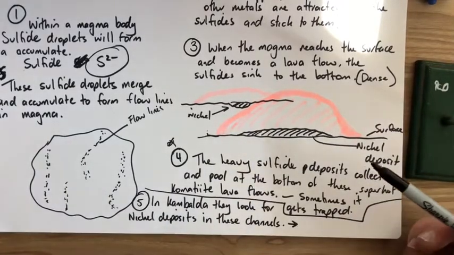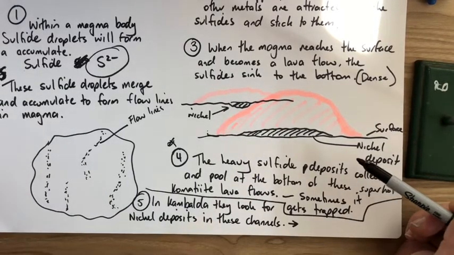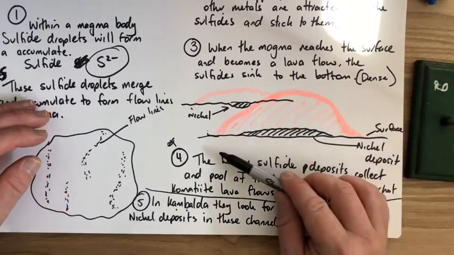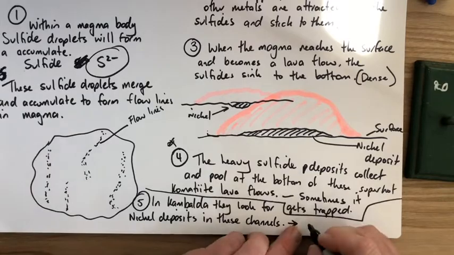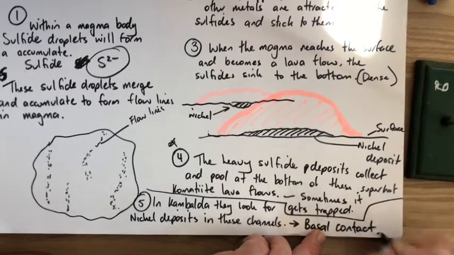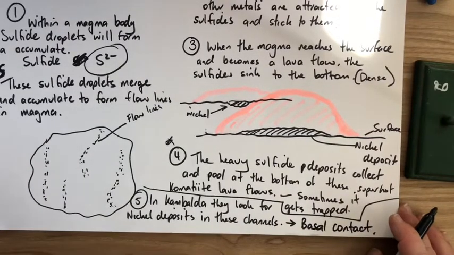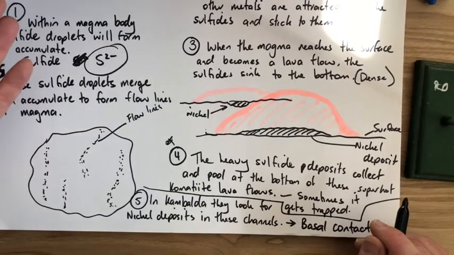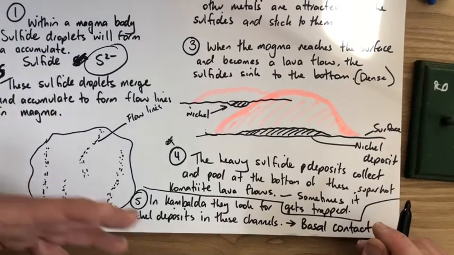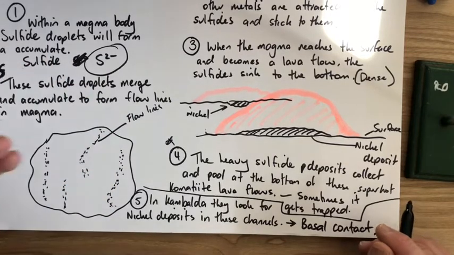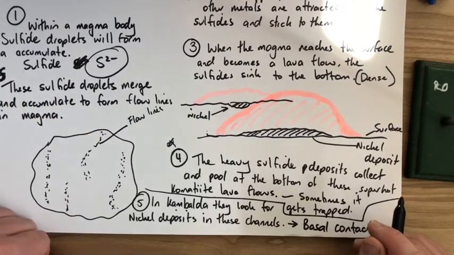Another important word, I guess, to know is that the location between the base of the lava flow and the original country rock is called the basal contact. So the basal contact is what geologists are looking for. When they find a komatiite lava flow in Kambalda, they're not going to look at the top of it, they're going to go straight to the basal contact where the lava flow hits the country rock, whatever it might be. Okay.